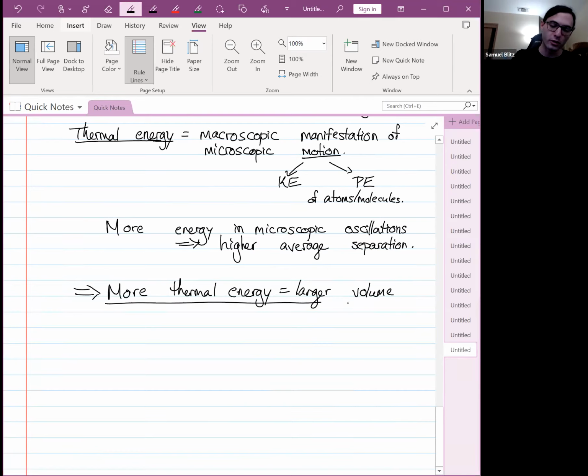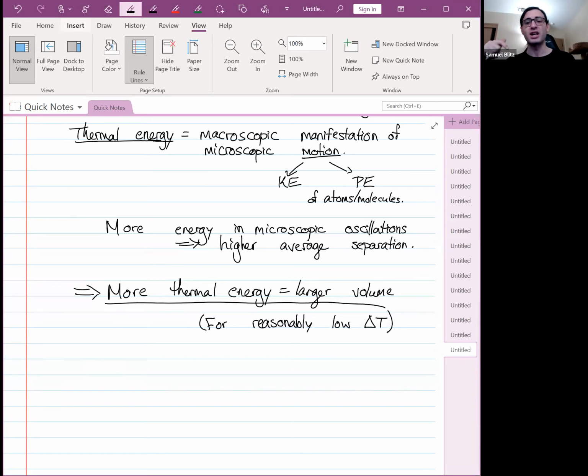And this is true for reasonably low temperature changes. If you change the temperature dramatically, then you can start to have chemical and physical processes occurring, which can change the volume in a more dramatic way. For example, you guys may have heard of different forms of ice. There's ice 1h, there's ice 2, there's ice 3, all the way up to like ice 13. These are different atomic structures of ice. Even though they're all frozen water, their molecules are arranged in different ways. And so they will have different volumes and different densities and so on. And those will occur at different temperatures and pressures.